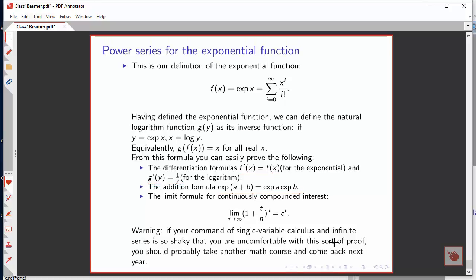And I conclude with a word of warning. If your single variable calculus and your grasp of infinite series are so shaky that you say, I don't have a clue how I do this sort of proof, maybe you're on the wrong course. Maybe you should take another math course where you do a bit more calculus and real analysis and come back next year. And with that comment, we are done.